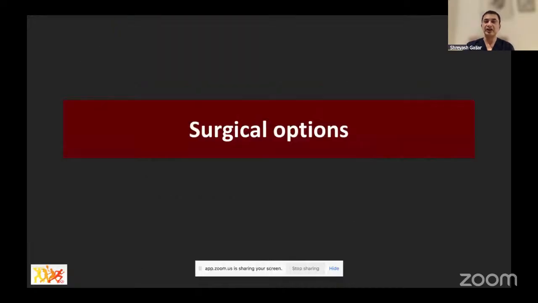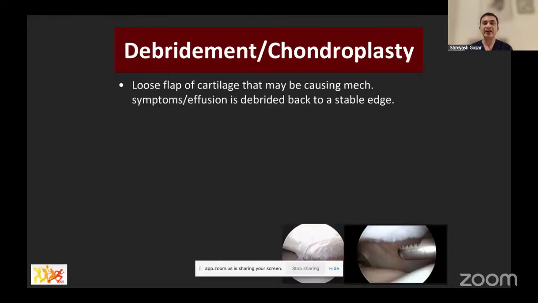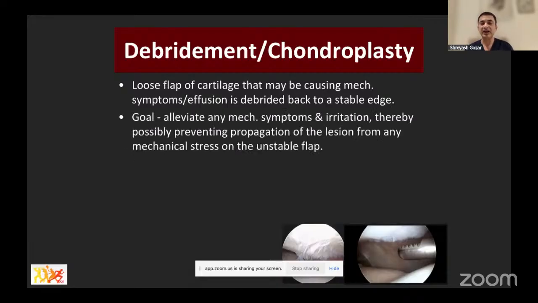So when it comes to surgical options, my mainstay for incidental or very small fibrillations or grade 2 or 3 lesions would be debridement, wherein I'm trying to stabilize the loose flap which causes mechanical symptoms or effusion, and I aim to restore the stable edge, as you can see on the arthroscopic image on the right. The best way to achieve a stable edge is to just start the suction and not get the tip of the burr or the body of the burr to touch the cartilage, but bring it very close, and you can nicely shave off the fibrillations to get a smooth area.